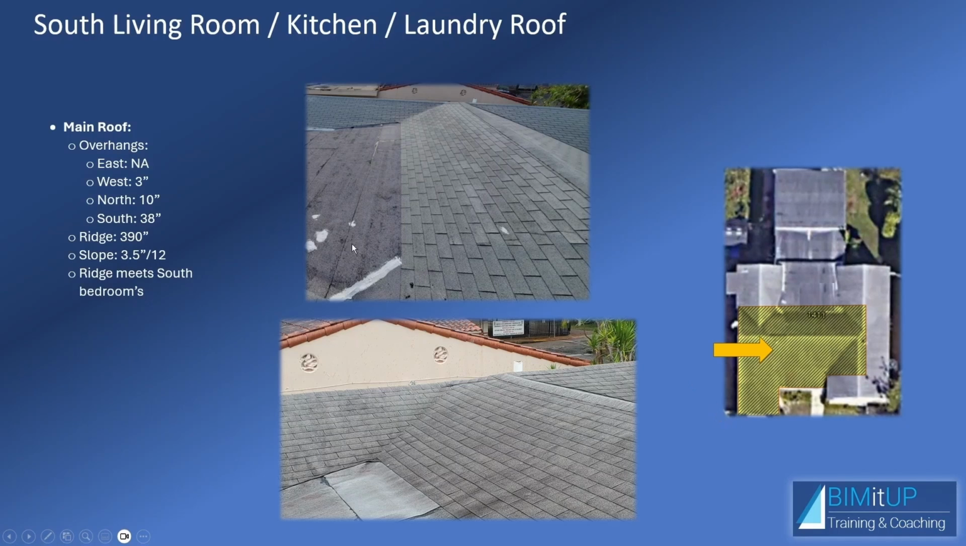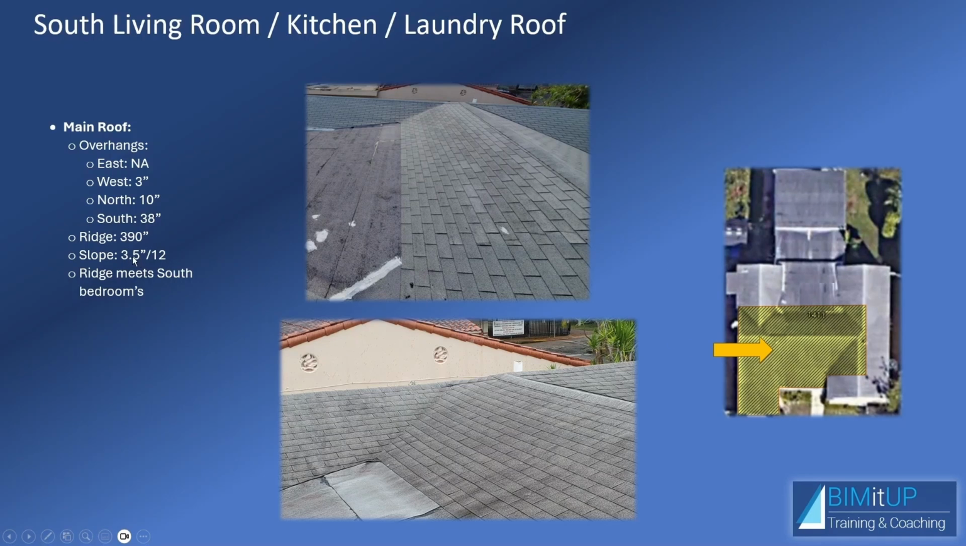And the roof characteristics are, as far as overhangs, to the east we have nothing because we're meeting this roof. To the west we only have 3 inches. To the north we'll have 10 inches for now, because it's hard to tell because this roof is new and it's covering it. So let's assume 10 inches and then we'll see what happens. And then to the south we have those 38 inches because we have the porch. And we know that this ridge here is about 390 inches in length. And these are just approximate dimensions that I took while I was on the roof.